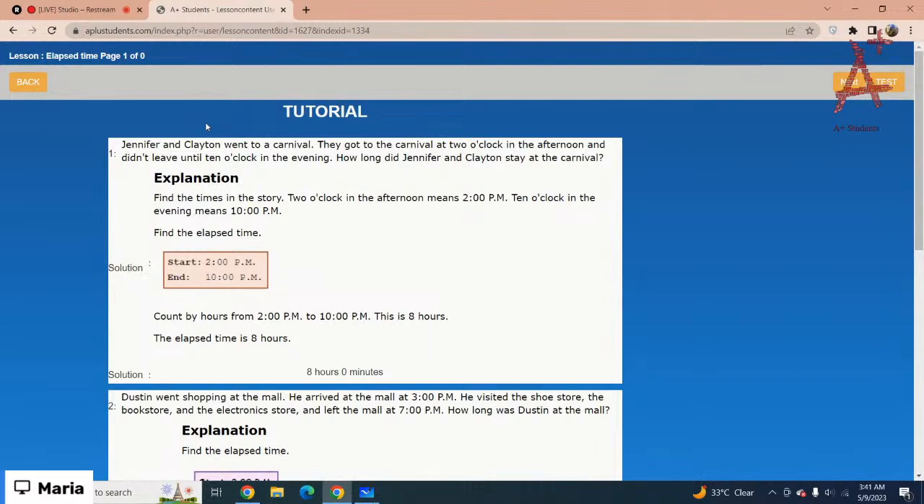So it would be 2, 3, 4, 5, 6, 7, 8, 9, 10. So when you count from 2 until 10, it would be 8 hours. That means they stayed there for 8 hours. Got it? Let's start with the test questions.